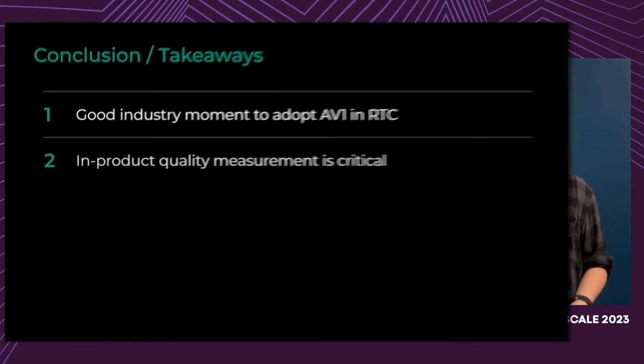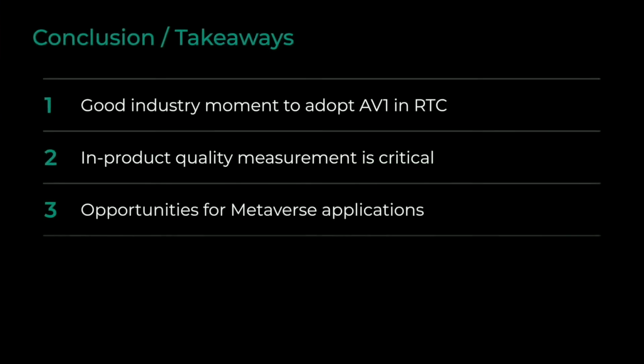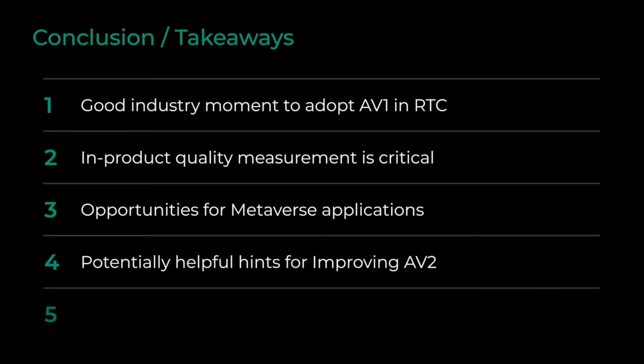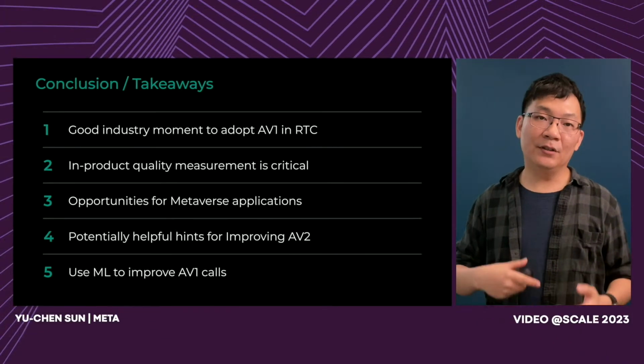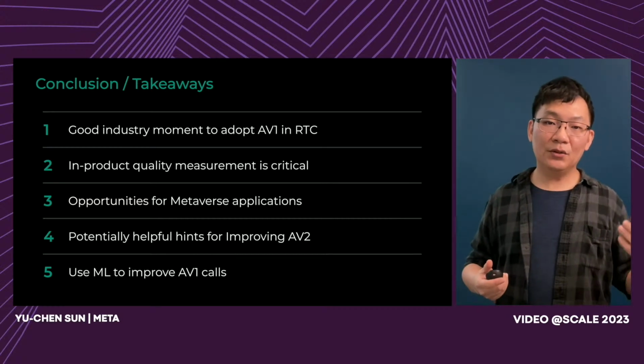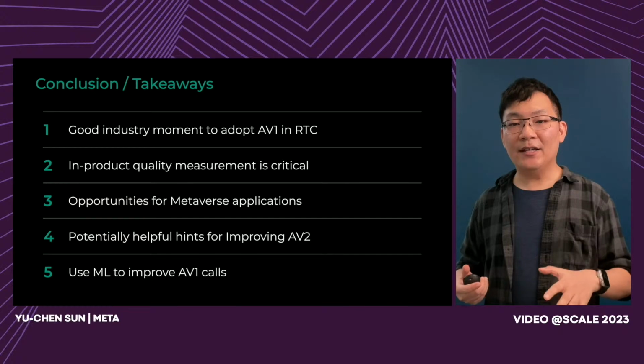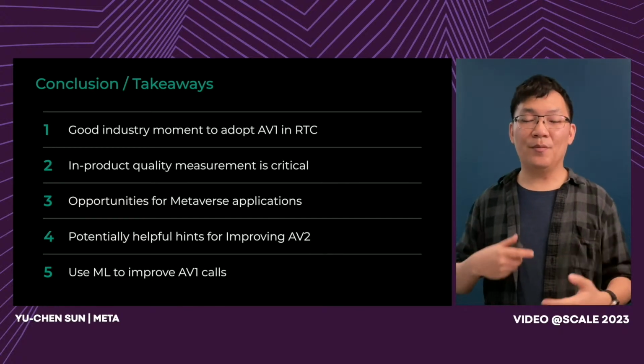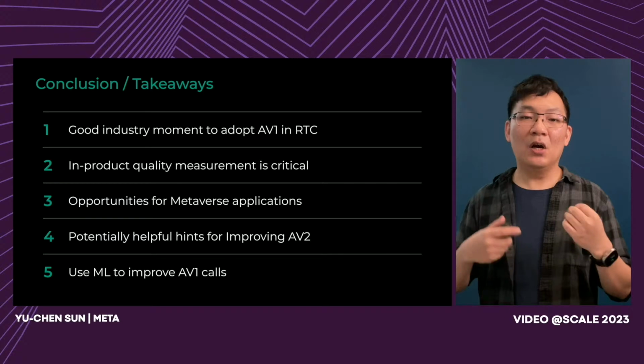To sum up, we believe this is the right industry moment to adopt AV1 in RTC. In-product quality measurement is still a challenging issue in RTC products. We are looking forward to industry collaboration on this topic. Adopting AV1 also creates opportunity for metaverse applications. Some lessons we have learned could potentially be helpful to AV2. Finally, as we continue to improve AV1 codec quality, an interesting direction is to use machine learning to solve some of the issues we are encountering.